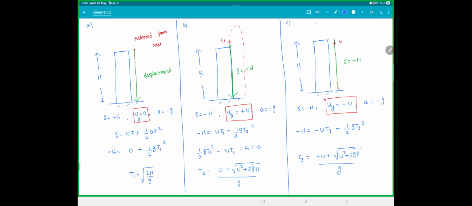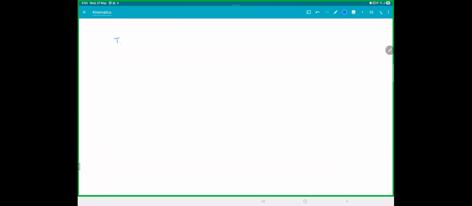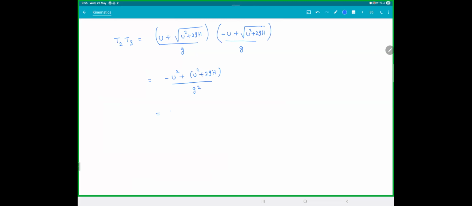Got this? Next thing, we want to find the relation. Take T2 and T3. If you take T2 and T3, you'll get u plus root over u square plus 2gh by g, minus, minus u plus root over u square plus 2gh by g. You can clearly see this thing is looking like a plus b and a minus b. This would be minus u square plus 2gh by g square. This comes out to be 2h by g, which is nothing but T1 square. There, this is a result which you should definitely remember.